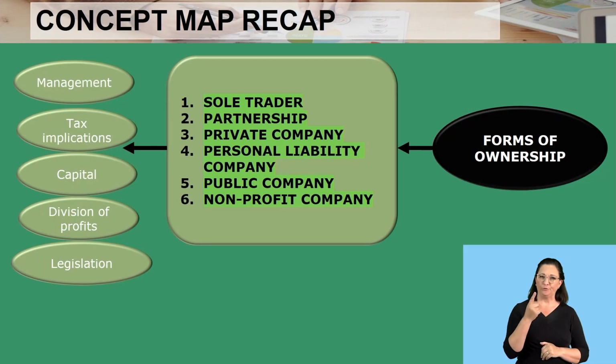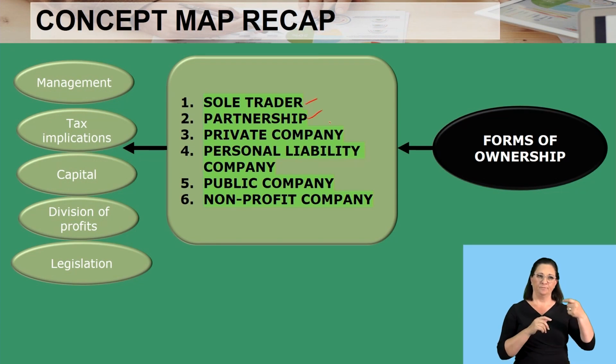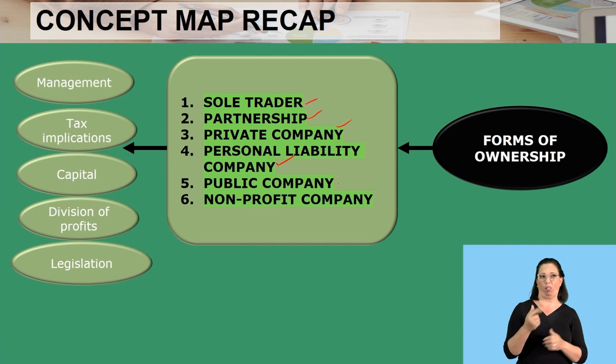Welcome back. Now let us wrap up our lesson by starting with the concept map recap. The first thing to consider is that we looked into the various forms of ownership: your private company, your personal liability company, your public company, non-profit, not forgetting your sole trader and partnership.